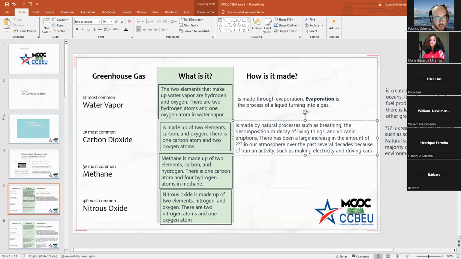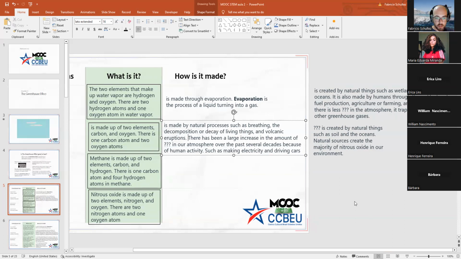There has been a large increase in the amount of carbon dioxide in our atmosphere over the past several decades because of human activity, such as making electricity and driving cars. We know this. We know this.